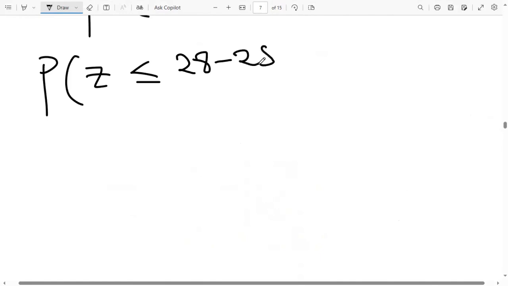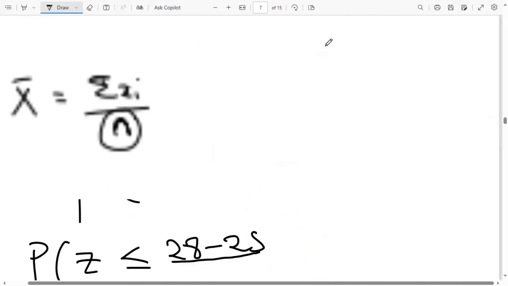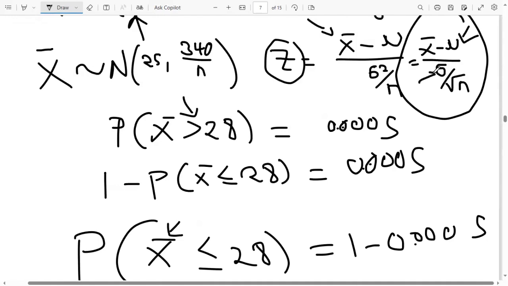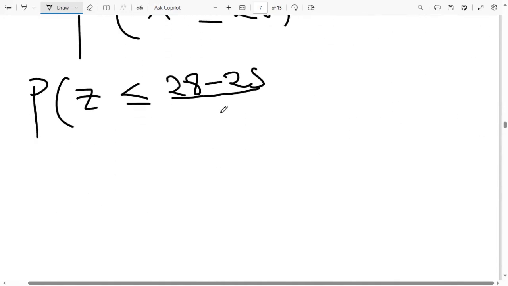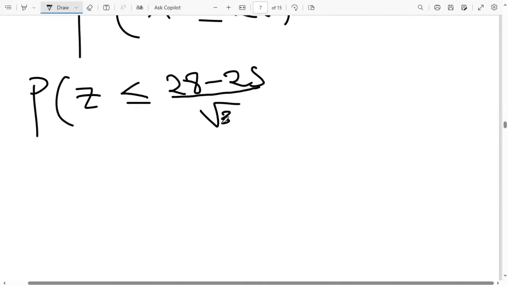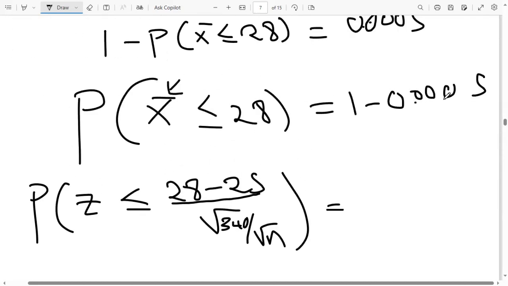So 25, divided by the standard deviation and then the root of n. So the standard deviation is what? It is the square root of this guy here, because this one here is the variance. So I'm going to write the square root of 340, and then divided by the square root of n. So remember our aim is to find this n. So this will be equal to 1 minus this. So that's fine.